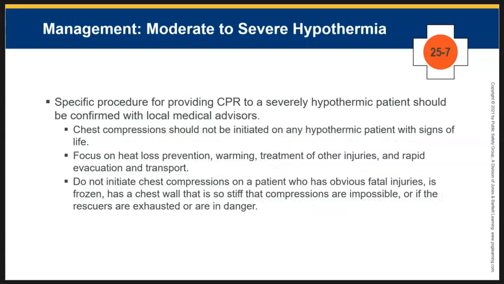Specific procedures for providing CPR can be confirmed with your local medical advisors. If we want to begin chest compressions, just make sure that we understand that for a hypothermic patient who has signs of life present, we're not going to initiate that because we want to focus instead on heat loss prevention, either active or passive warming, and dealing with perhaps traumatic injuries that may have occurred.